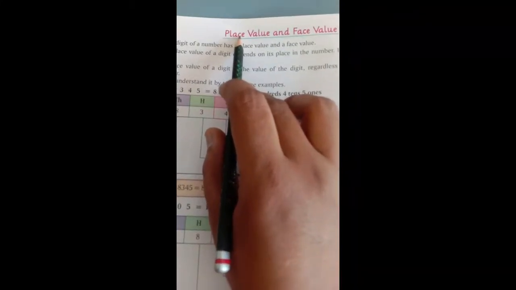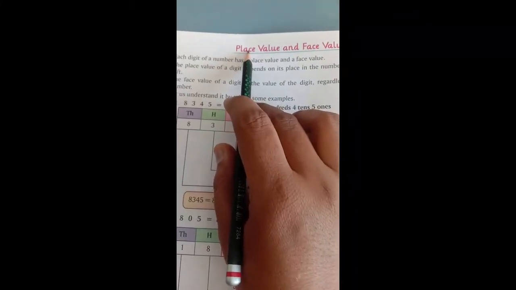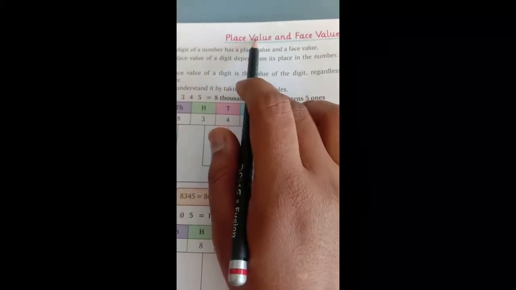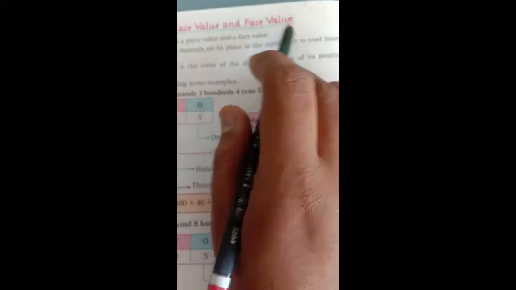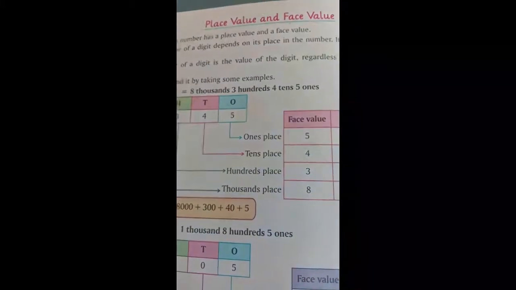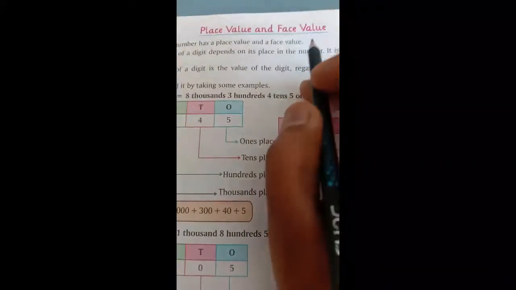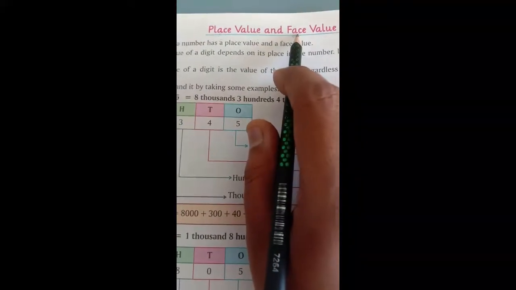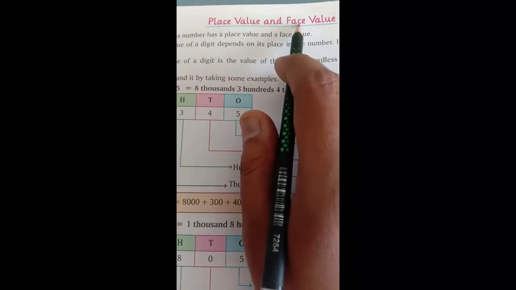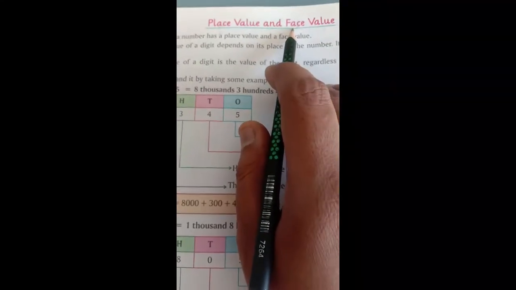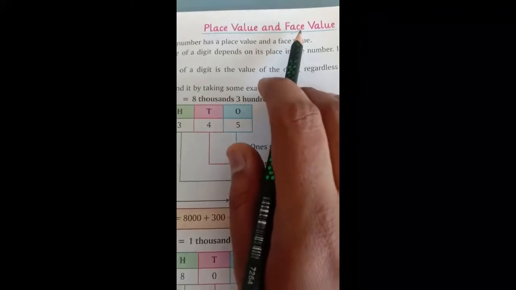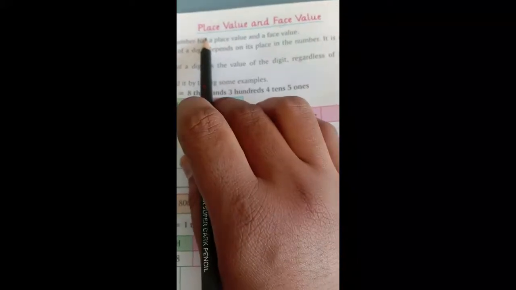Place means जगह. कोई भी नंबर जिस जगह पर खड़ा होता है वहाँ उसकी वैल्यू क्या है, that is called place value. And face value. फेस, do you know everyone face? हमारा जो फेस होता है, हम चाहे कहीं पर भी जाएं, our face will not change. जैसे मैं क्लासरूम में दिखूंगी वैसे ही मैं घर पे दिखूंगी, जैसे आप क्लासरूम में दिखोगे वैसे ही आप घर पे दिखोगे. That means face value will not change but place value will be change.